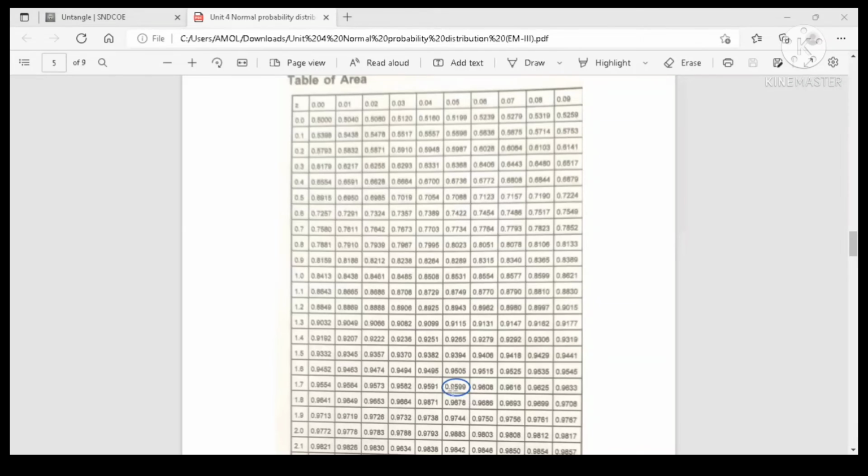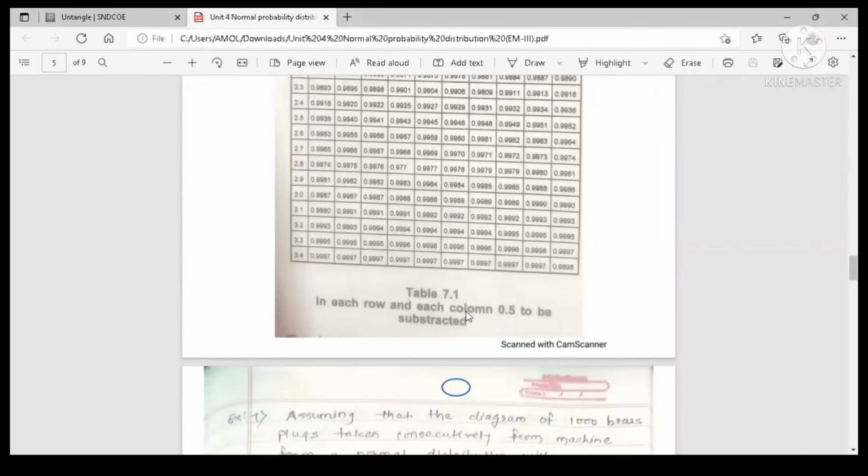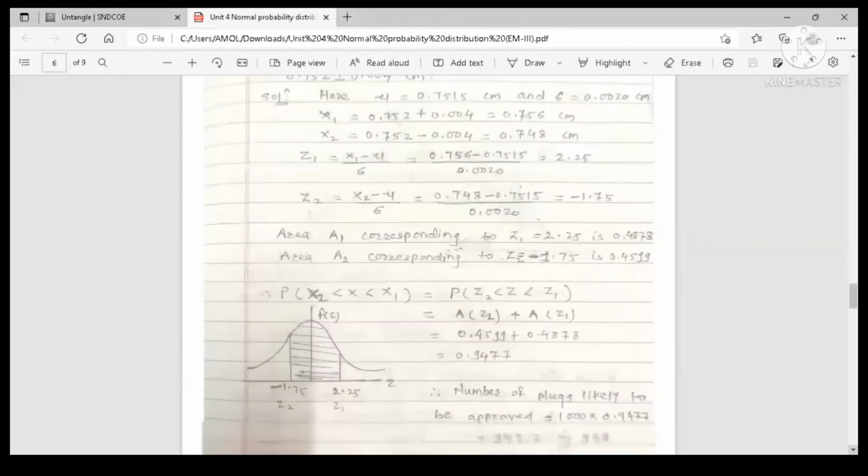This is 0.9599, the area of 1.75. Now subtract 0.5 from this value 0.9599, because it is mentioned in the table that in each row and column you subtract 0.5. If we subtract 0.5 from that value, then we have the area 0.4599, plus the area of z1. What is z1? Z1 is 2.25.